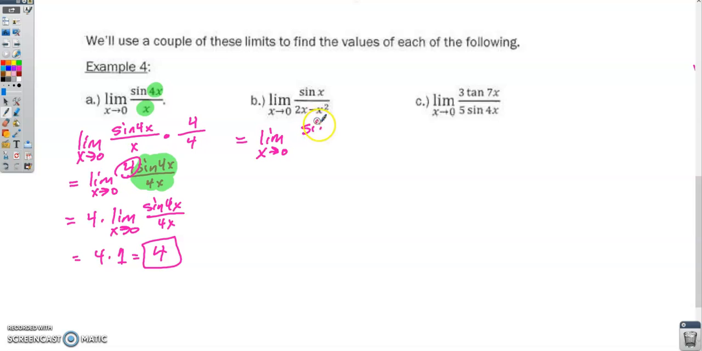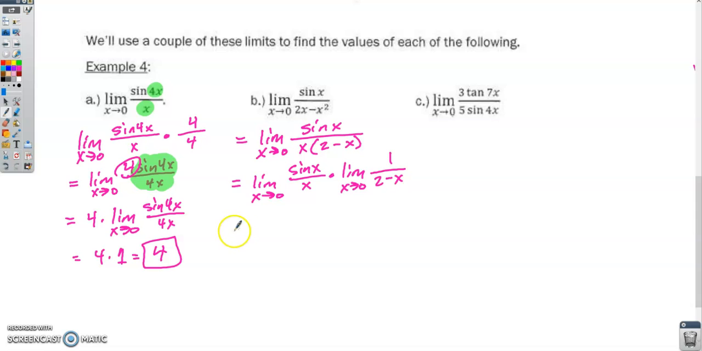So, all right, let's see. I can factor this denominator. I can factor out an x. And now I can split this just like when we were developing the limit rule up at the top of the page. We can split this into two limits. The limit as x goes to 0 of sine of x over x times the limit as x goes to 0 of 1 over 2 minus x. And if I multiply those two limits together, I get the limit that's up on the line above.